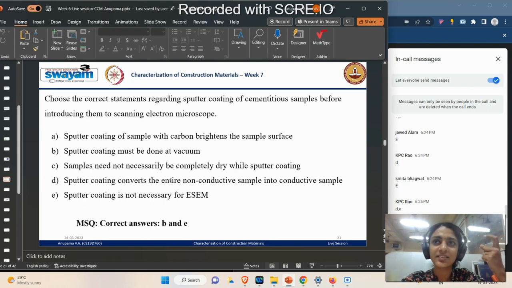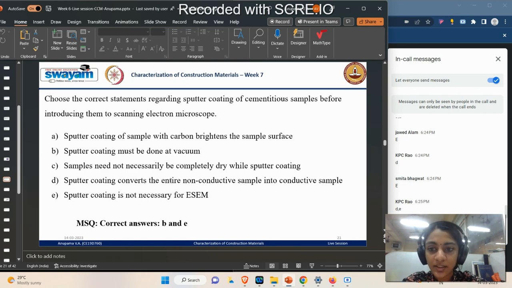It takes like 5-10 minutes to attain the vacuum, and then coat with the gold palladium or whatever material for sputter coating. So the first ever step is to make the system into vacuum and then apply the coating. So sputter coating has to be done at vacuum. Now option E, sputter coating is not necessary for reason. That's a true statement. For environmental SEM, it is not necessary to sputter coat.